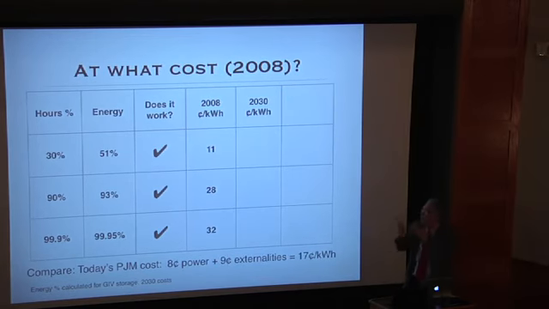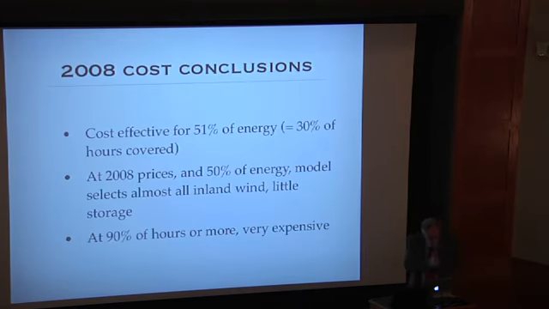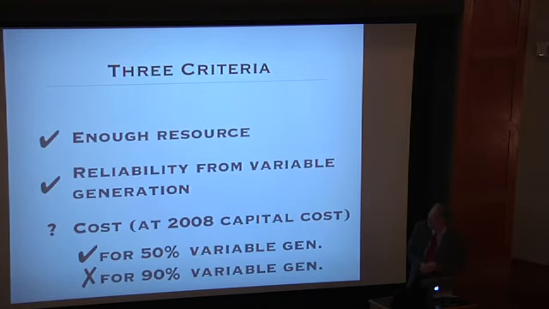I'm grateful if we get 51% of the electricity decarbonized, but of course, I haven't gotten to the 2030 numbers yet. So the conclusions from the 2008 costs, today's cost plus a bit: it is cost effective for up to 51% of energy, and that cost minimization model primarily builds inland wind. It does not build much solar, it doesn't build any solar actually, and it doesn't build much offshore wind. And it gets expensive for more. So 50% yay, 90% nay.